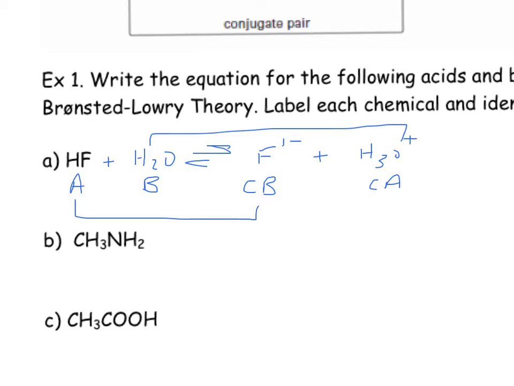CH3NH2, well, that's an amine. That makes it a base, and it makes it a weak one. Therefore, I need to react it with water and use Bronsted-Lowry theory. If my methenamine is a base, it's going to accept an H. Now the nitrogen has the lone pair to do that, so this becomes CH3NH3+.